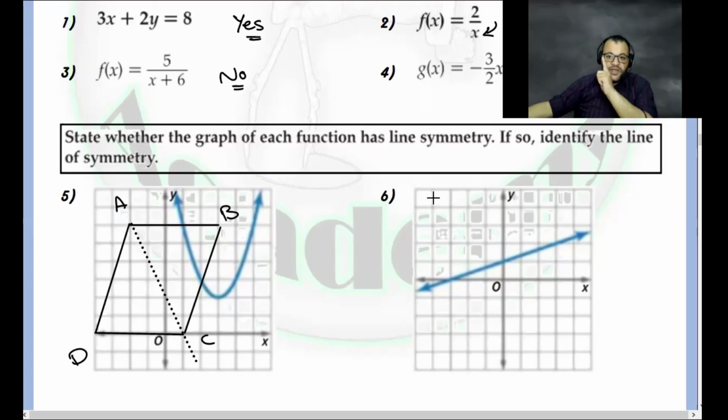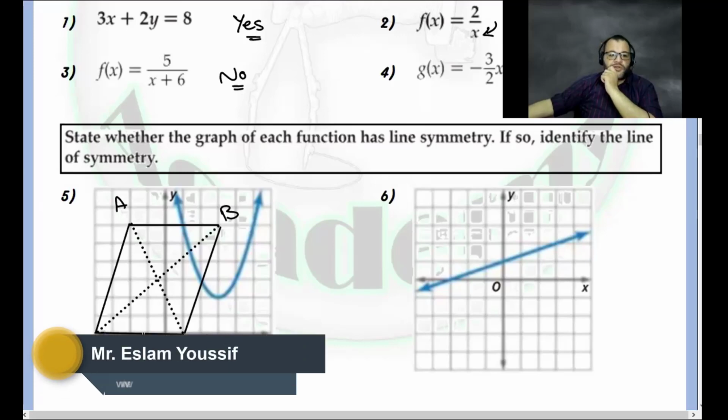My question is, if the answer is yes, how many axes of symmetry for this parallelogram? 2. How 2? The diagonals. So we can say that we have the first one and the second one. Who agrees about this one? I agree.